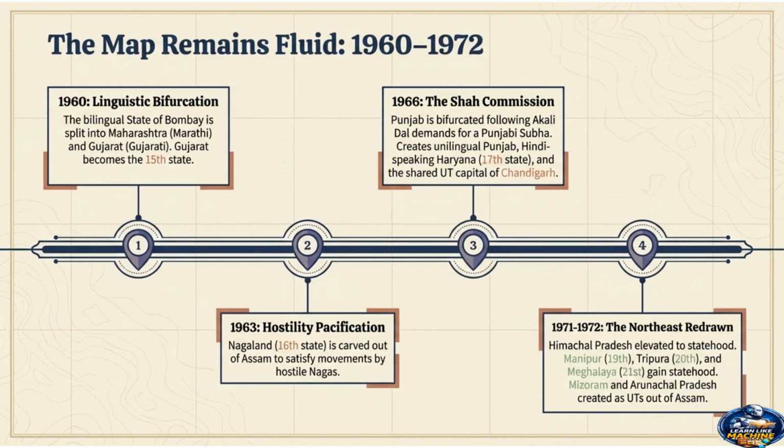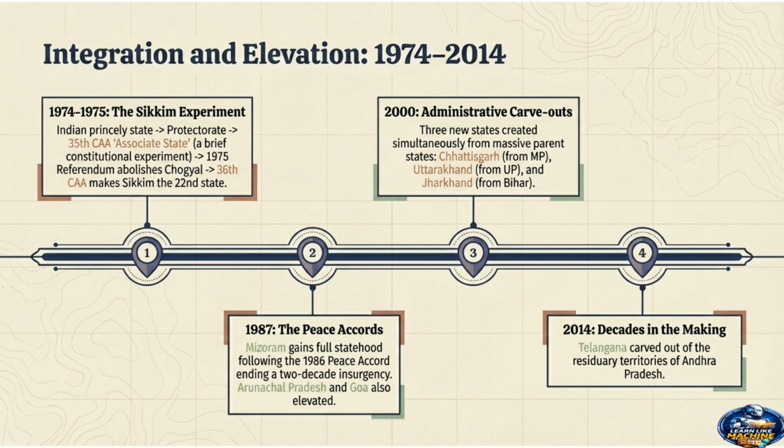Map changes continued. Bombay state divided into Maharashtra and Gujarat in 1960. Nagaland became a state in 1963. Punjab was reorganized in 1966, creating Haryana and Chandigarh. Himachal Pradesh later got statehood. Northeast also saw new states. So Parliament kept updating the map. Further important changes. Sikkim became part of India, and later a state in 1975. Mizoram became a state. Arunachal Pradesh became a state. Goa became a state. In 2000, Chhattisgarh, Jharkhand, Uttarakhand were created. In 2014, Telangana was created. India's map keeps evolving like a software update.